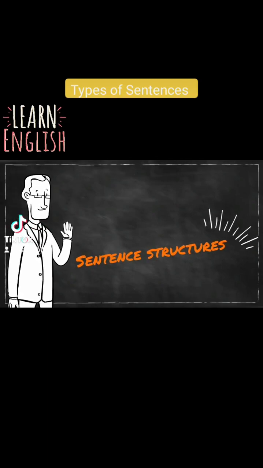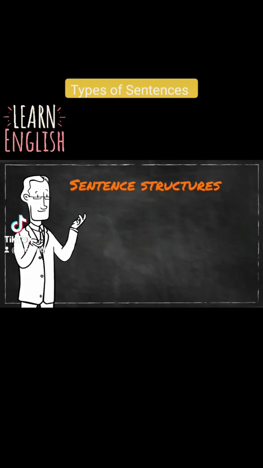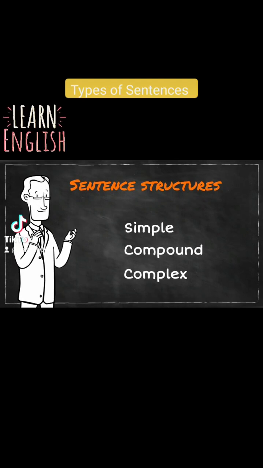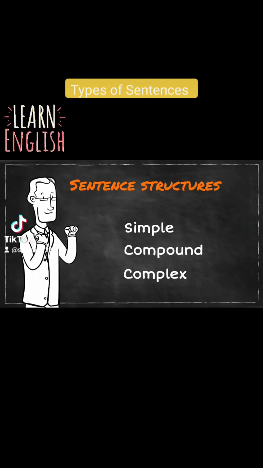Sentence structures. There are three types of sentence structures: simple, compound, and complex. It's important to use each of these structures because it makes our writing more engaging for the reader.